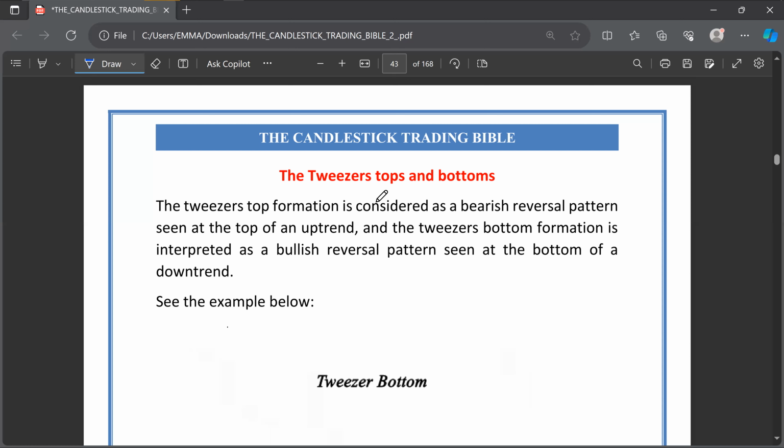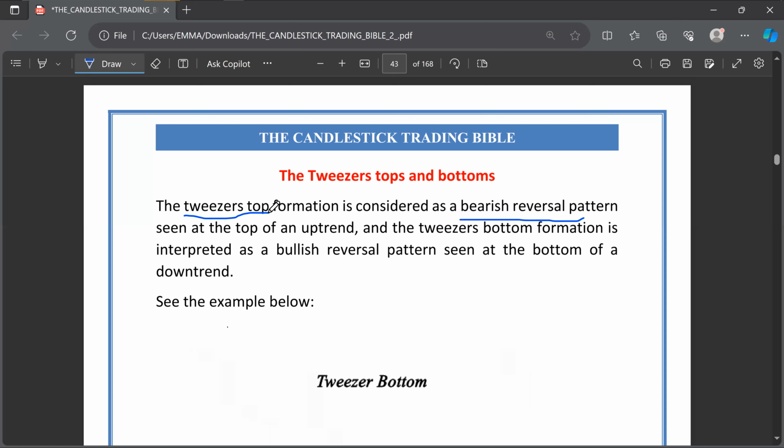So the name just makes it easy to understand, very lucid. When you find a tweezer top at the top, the trend is going to come downwards. So a tweezer top, found at the top, the trend is going to reverse down. The tweezer tops are bearish reversal patterns. Bearish means that prices are going to go down, and they are found at the top, hence the name tweezer top.